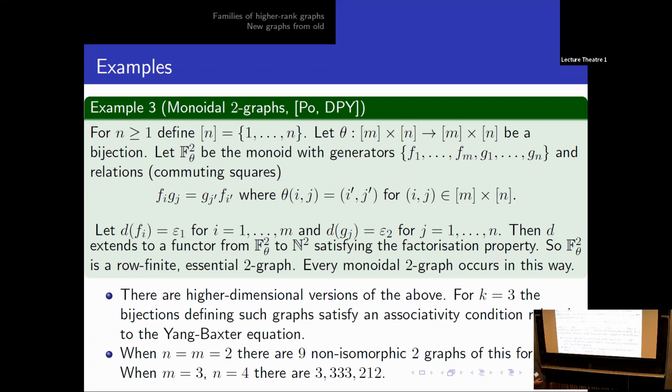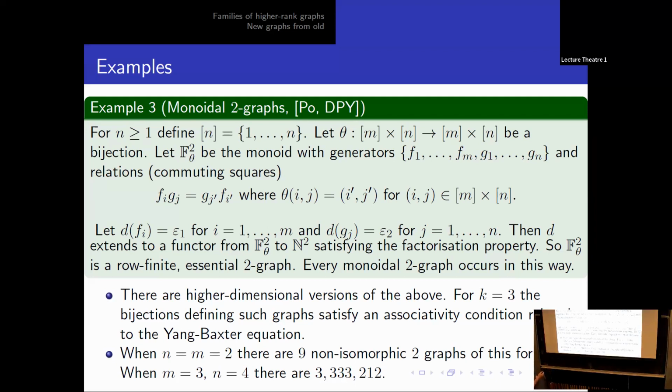So all the information, all the data is contained in this map theta. And in fact, you've seen this map theta many times during these lectures, with bijections between certain sets of values. So this is a model that is very useful, and particularly for the British example, which we saw on the first day. So let the degree of the f's be e1 and the degree of the g's be e2.